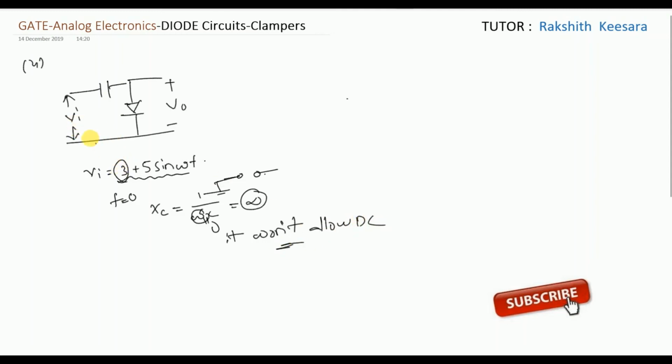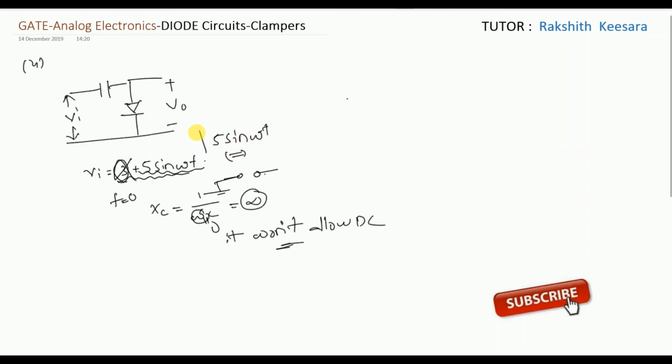So indirectly, you can remove 3 because the capacitor won't allow 3. We are only applying 5 sin omega t. So this is the concept, guys. Don't mix up the output voltage by considering this input DC voltage. The capacitor won't allow this DC voltage. The signal which is being clamped is only 5 sin omega t. Why? For DC, the capacitor acts as an open circuit.